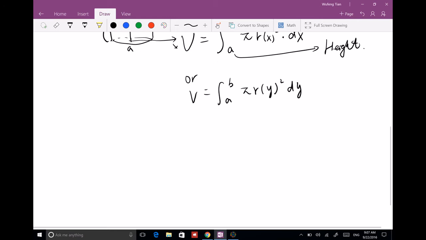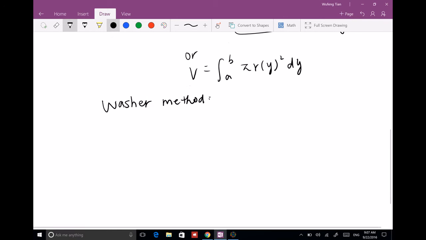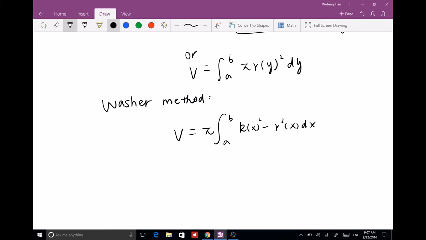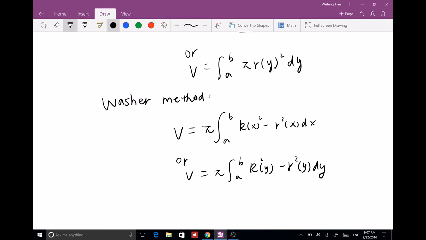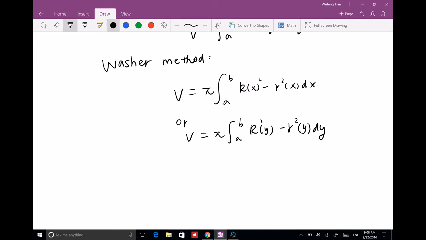Okay, so the second is the washer method. Just a review, to let you have an idea what we've learned in the whole chapter. The washer method is you have V equals pi times the integral from a to b of R(x) squared minus small r(x) squared dx, or you have the same thing as pi times the integral from a to b of R(y) squared minus r(y) squared dy. Sorry. Okay, the washer method is basically used if there is a hole in the middle.